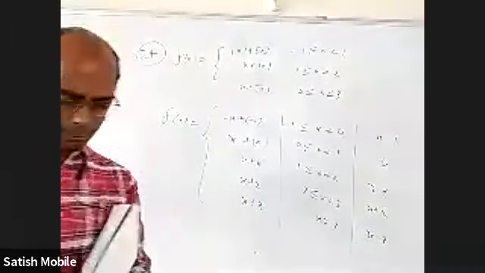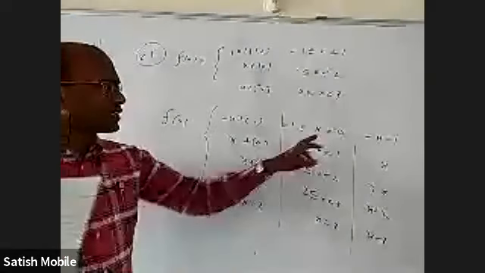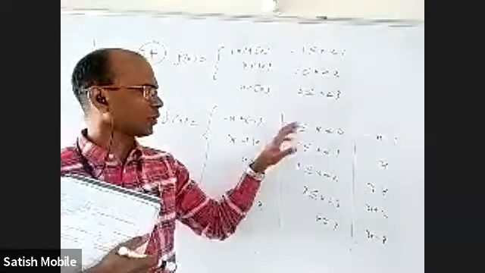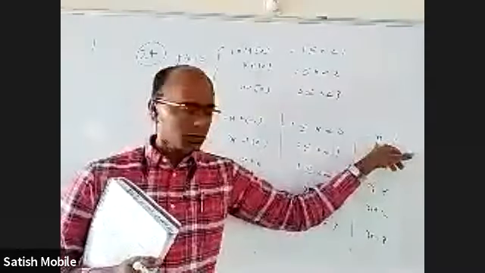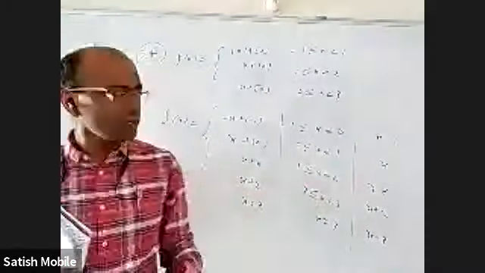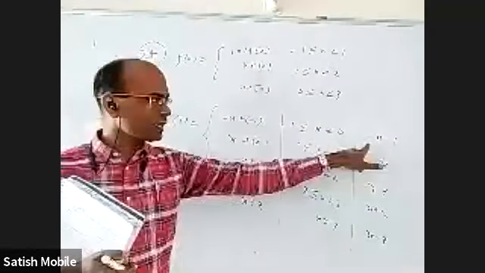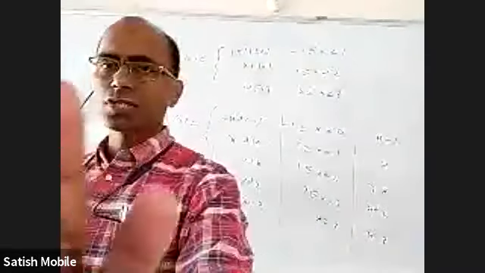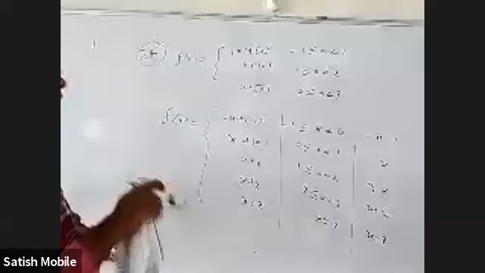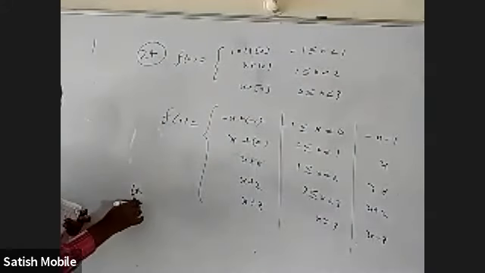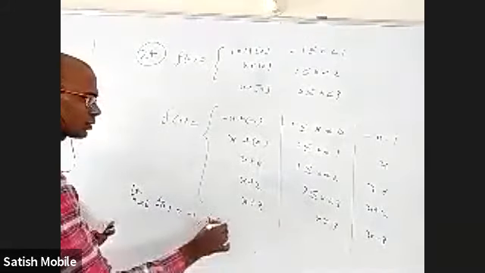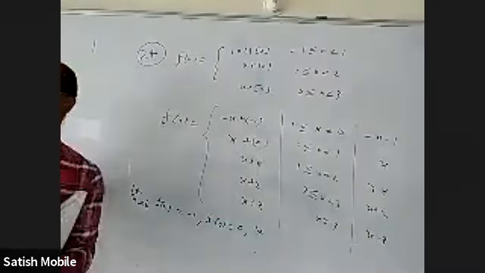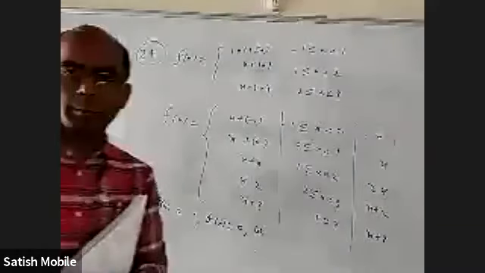How to check continuity? At 0, I have to check continuity. At minus 1 it is continuous, not a problem, because at minus 1 the definition is not changing. But at 0, according to this expression the answer is minus 1, but according to this one the answer is 0. At 0, the function value is 0, the left limit is minus 1, and the right limit is 0. So the left limit and right limit are not equal. So I can write that the limit as x tends to 0 minus of f of x is minus 1. f of 0 is 0.